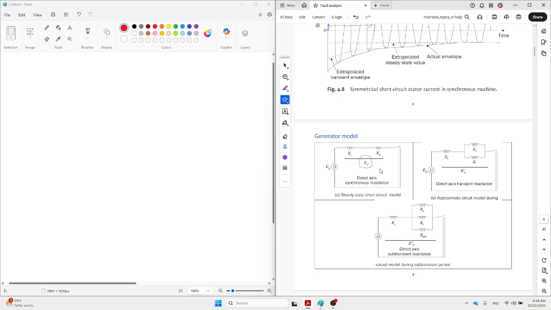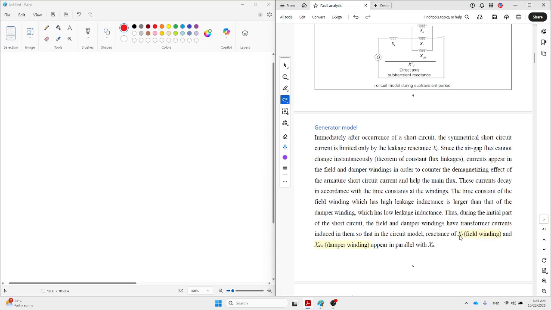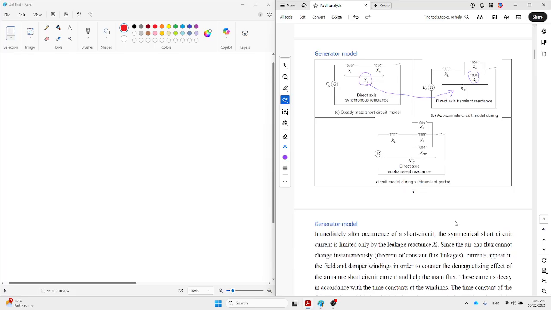Then during the transient, XD converts to XD prime. Why? Because during the transient time, the field effect is also there. You can see the field winding. What is the field winding? The field winding is the winding trying to induce voltage inside the stator. So that one also, for a short while, is in and affects the transient. Since XA and XF are in parallel, the value is smaller than this one. Agree? And then XD becomes smaller.